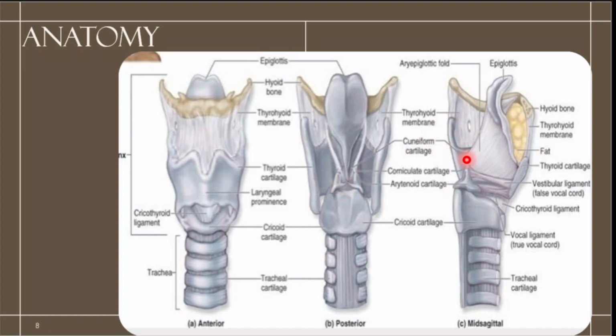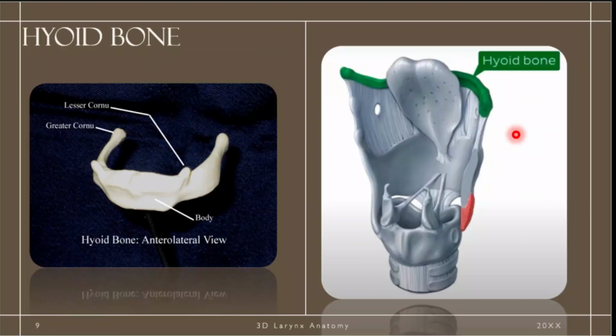Then we have the lateral view of the larynx. This is a very important space, the pre-laryngeal space. It only contains fat. This is the hyoid bone. As I stated, it's not a part of the larynx, but it's a very important anatomical landmark to determine which level we are at while examining. It lies anterior to the epiglottis.